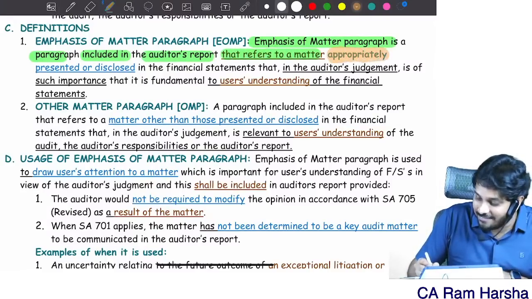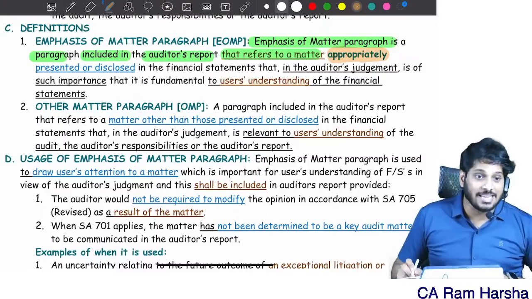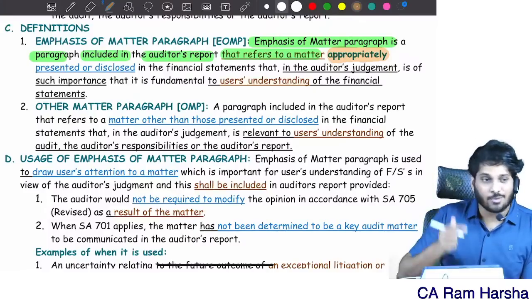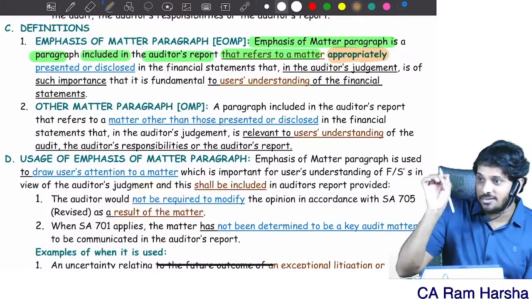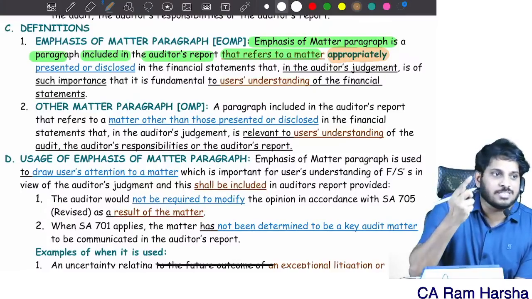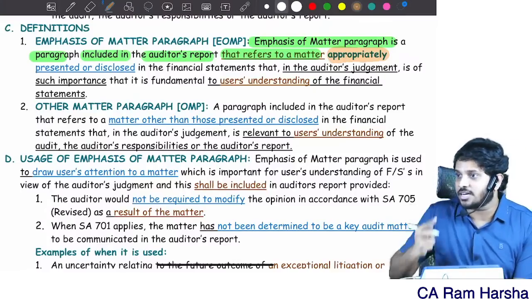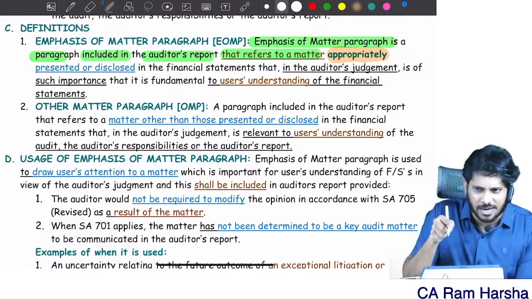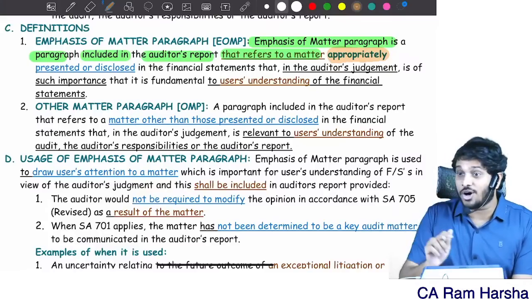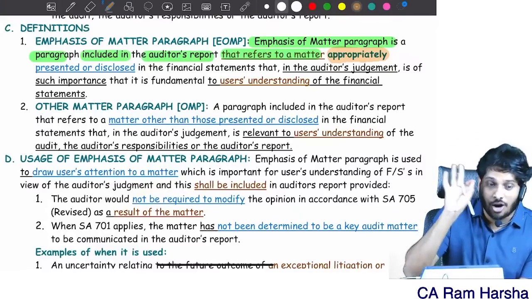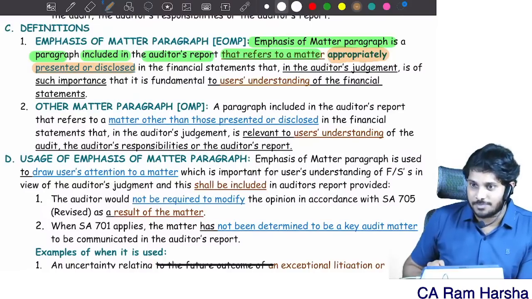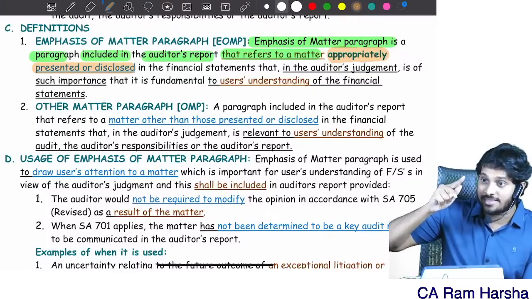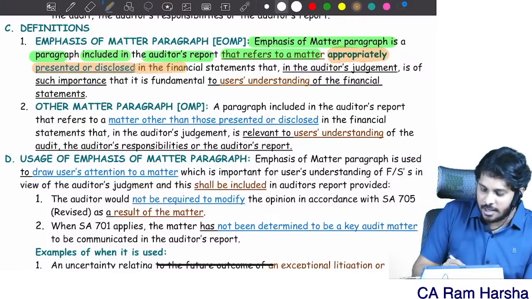You see the word they cleverly used: appropriately. Appropriately means what? Rightly. Which means, suppose Tata Motors note number 41 contains material mistakes. They are not disclosing the contingencies and commitments correctly; they are using wrong amounts. Can I highlight that under an emphasis of matter paragraph? I should not, because note number 41 is not appropriately presented or disclosed. I can highlight under an emphasis of matter paragraph only those matters that are appropriately presented or disclosed in the financial statements.